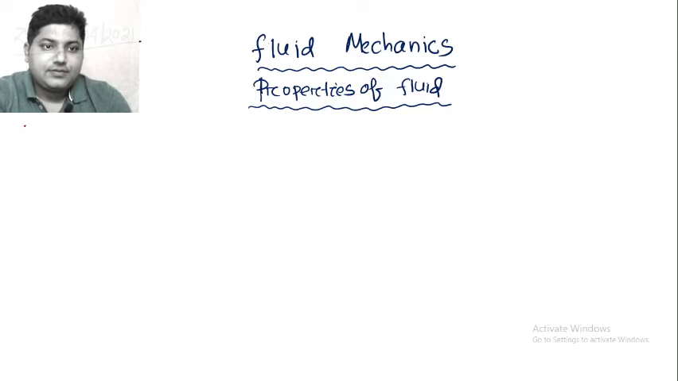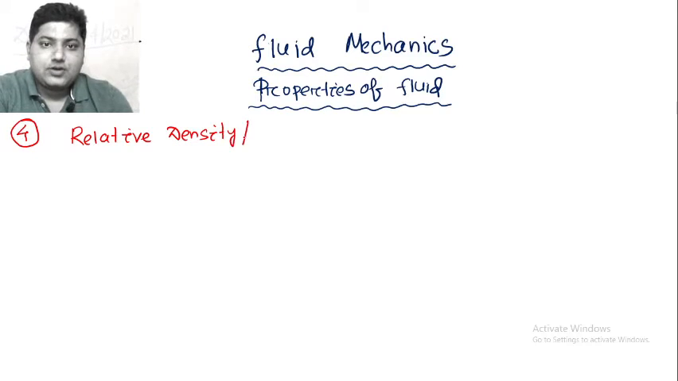So the next property of the fluid is called specific gravity, or relative density. That is actually denoted by S.